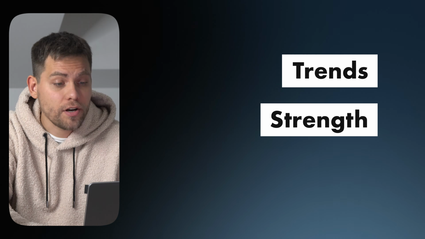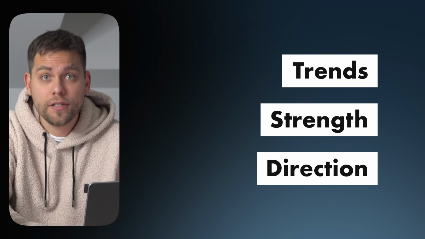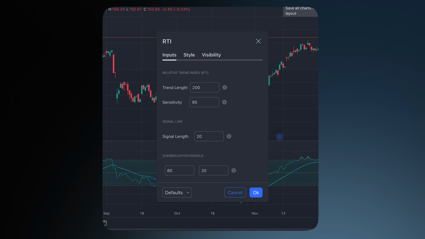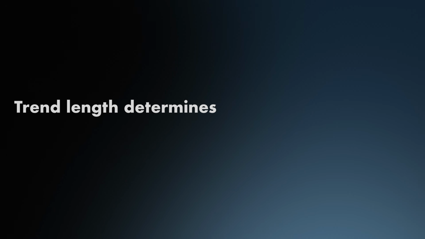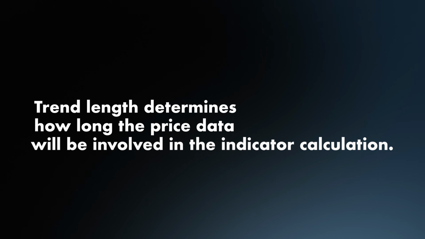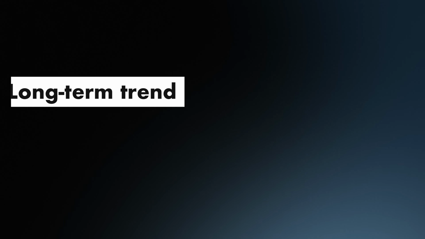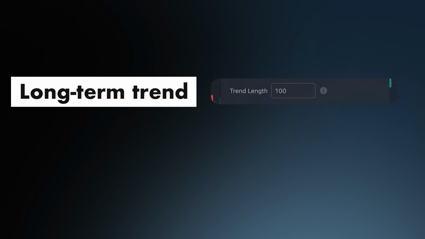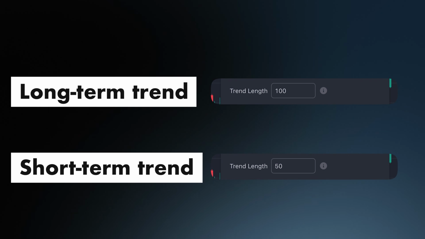This indicator can measure market trends, strength and direction, and is also designed to adapt to market volatility, to minimize the effect of minor and short-term fluctuations. We can also customize the trend length and trend sensitivity. Trend length determines how long the price data will be involved in the indicator calculation. If we want to identify the long-term trend, we can use a longer trend length. And if we want to identify the short-term trend, we can use a short trend length.